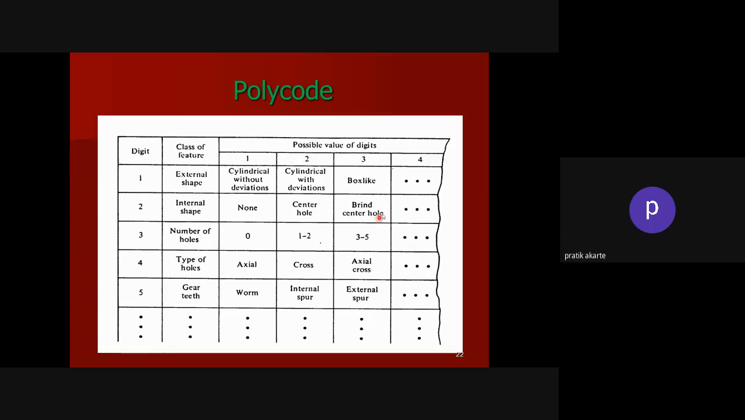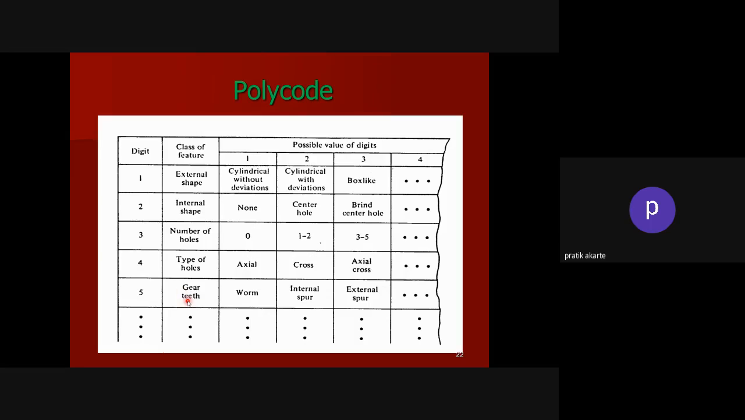If there is a blind hole or center hole, we can go for 3, and likewise. Then number 3 is again assigned to the number of holes in the part. If it is no hole, then 0; 1 to 2 holes, then 2; 3 to 5 holes, then we can go for 3. Again, what is the type of the hole, whether it is axial or cross, depending upon that, we can assign possible values 1, 2, 3, and so on.